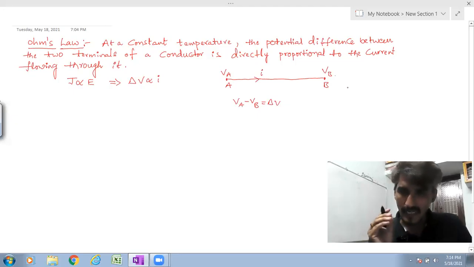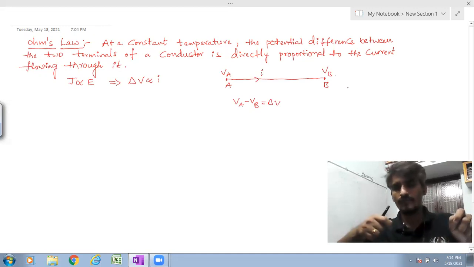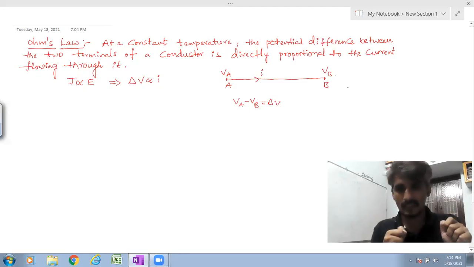You can understand this in a simple way. How? Suppose an arrow is connected to a bow. Now, assume that the arrow is an electron.